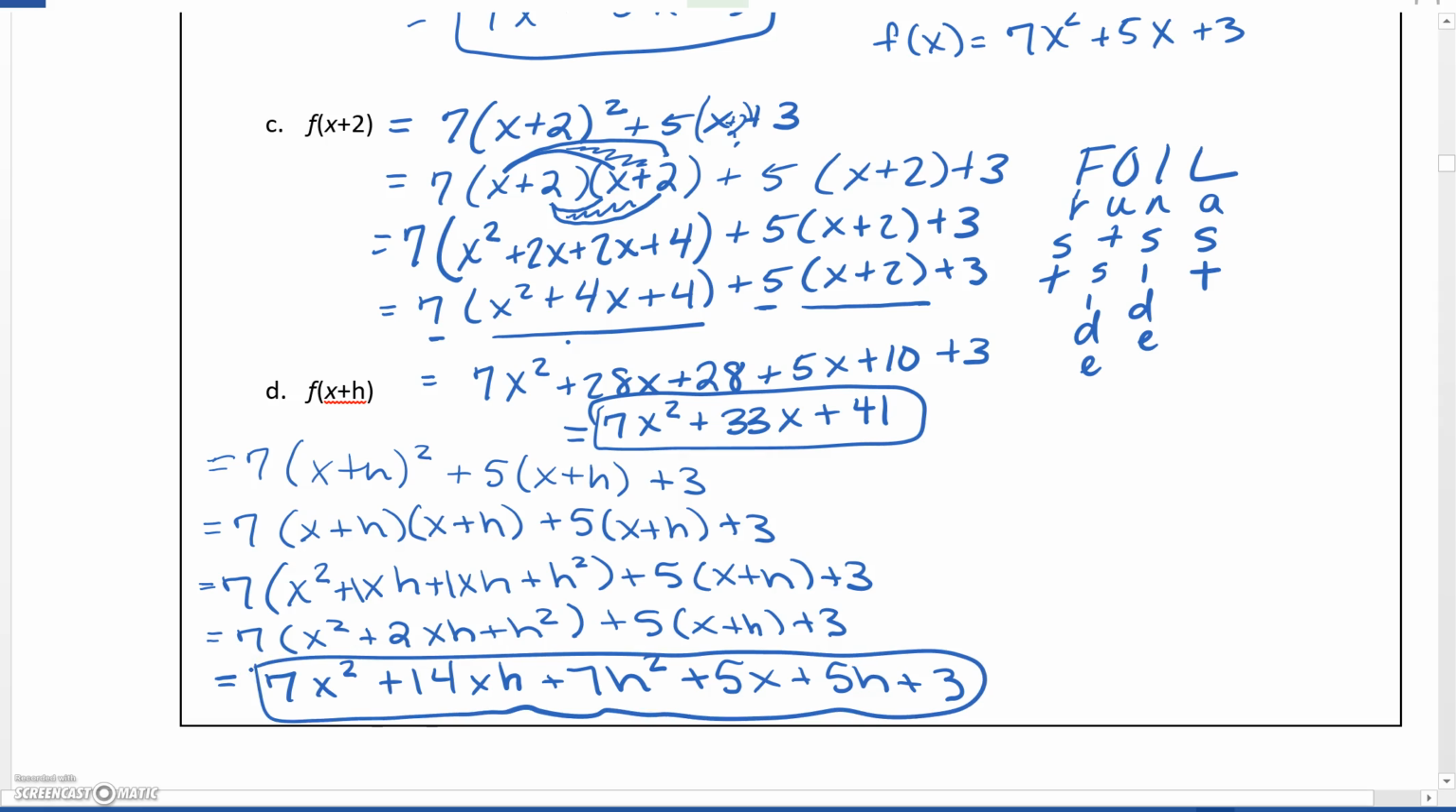So make sure you're plugging things in with parentheses, and you're FOILing when you're squaring something, and just make sure you're plugging your expression in everywhere where there was an x in your function.